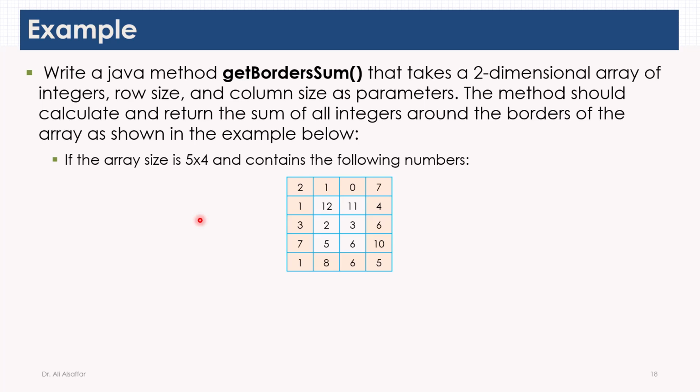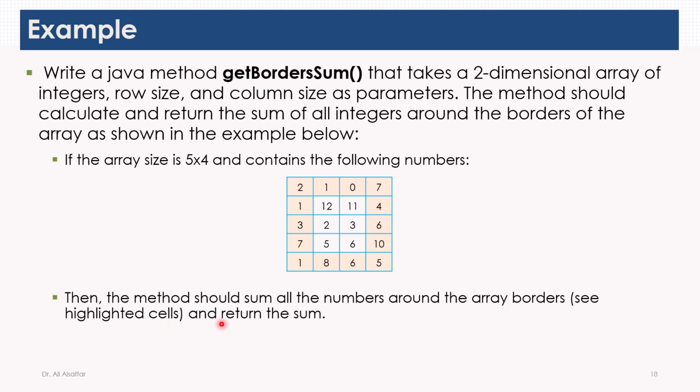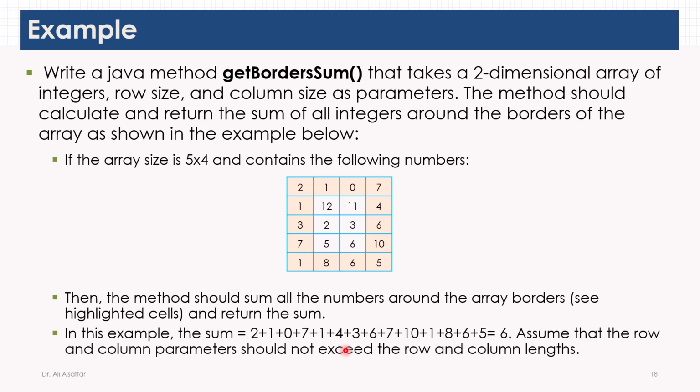numbers. Now where are the border cells? The border cells are shaded. So the first row and the last row, the first column and the last column. Then the method should sum all the numbers around the array borders, which are shown here in highlighted cells, and return this sum. In this example, the sum is equal to 2 plus 1 plus 0 plus 7 for the first row, and then 1 and 4, and 3 and 6, 7 and 10, and then 1 plus 8 plus 6 plus 5. This assumes that the row and column parameters should not exceed the row and column lengths.